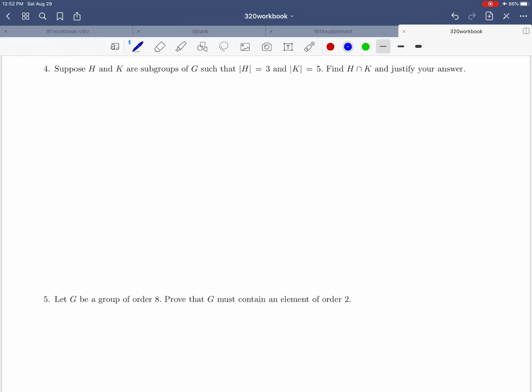Hello everybody and welcome to exercise 4. We are looking at page 60 in the workbook here. Let's take a minute to read what this question is asking us here.